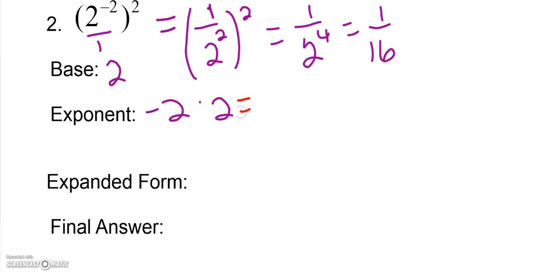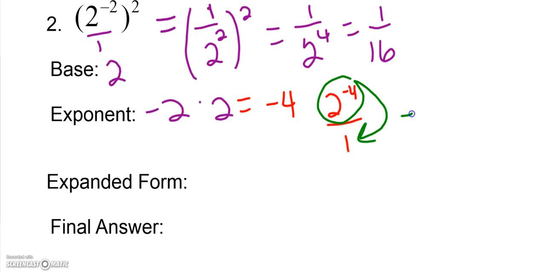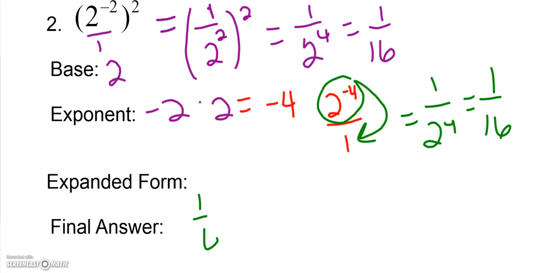We multiply -2 times 2, we get -4. So we have 2 to the -4 over 1, which will have to go to the bottom. So that's equal to 1 over 2 to the 4th, which is equal to 1 over 16, which is our final answer.